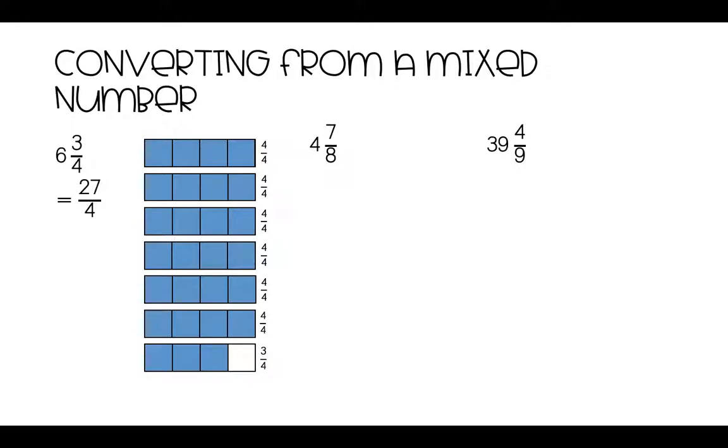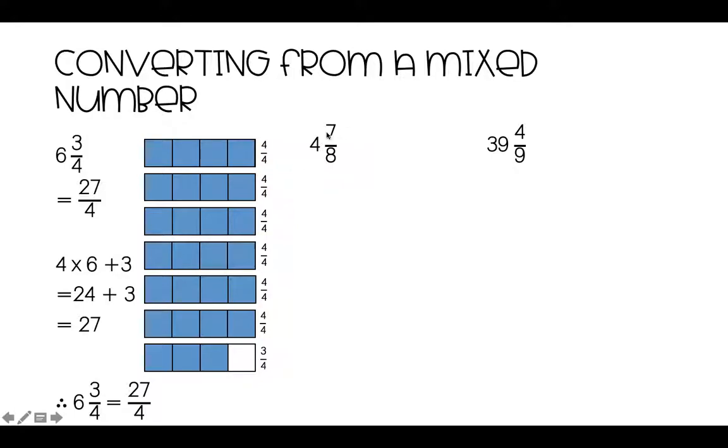Now, there's another way we can do this, and what we can do is multiply the denominator by the whole number, so 6 times 4, and then add our numerator to it to get our new numerator. So 6 times 4 gives us 24, plus 3 gives us 27, so we know that it's 27 quarters. So let's do this next one using this technique of multiplying. So what we're going to do is multiply 4 times 8 and then add the 7. Therefore 6 and 3 quarters equals 27 quarters.